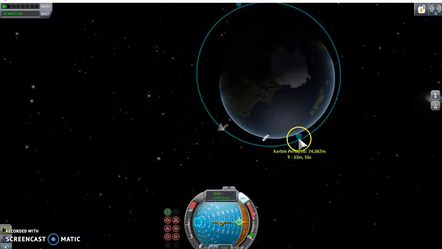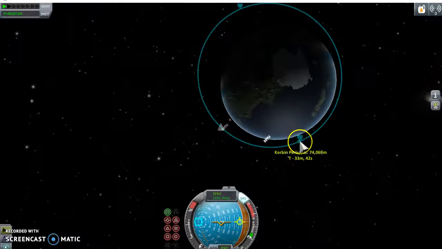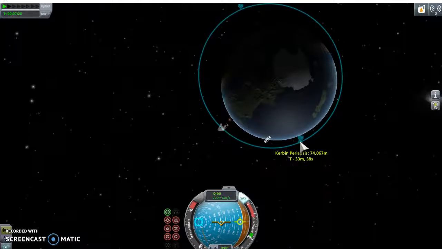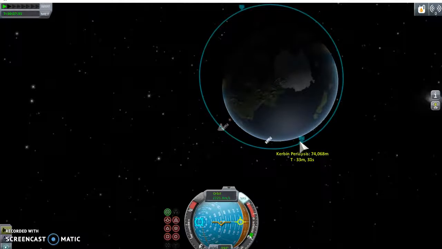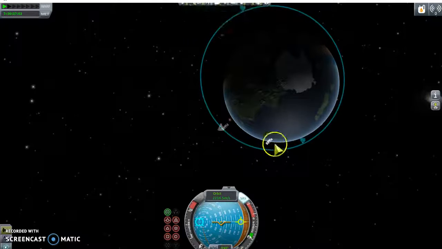So yeah. I just like calling it the periapsis and apoapsis, because that's how it is in Kerbal Space Program. In real life, there are lots of different names. For the Sun it's perihelion, for the Earth it's perigee, and for the Moon it's perilune. So you don't always use apoapsis or periapsis.